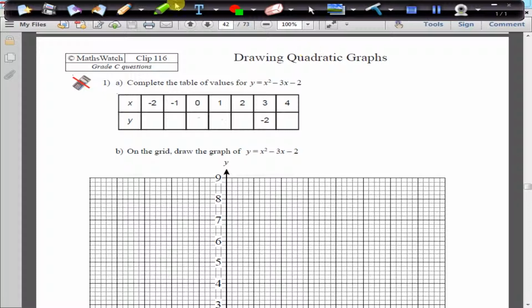Now this is the function that we got over here. The function is y is equal to x squared minus 3x minus 2. Let's see how we're going to do this. We can do this in the following way. So let's do over here. y is equal to x squared minus 3x minus 2.